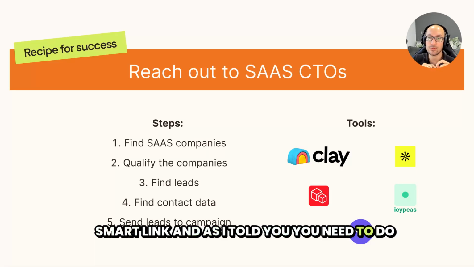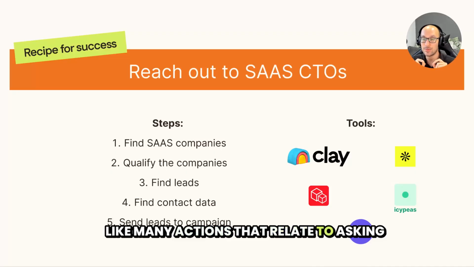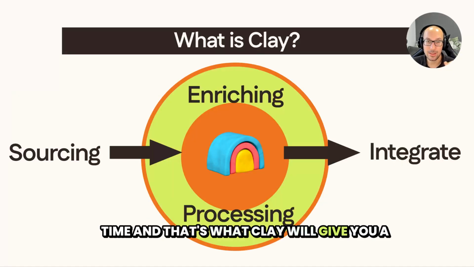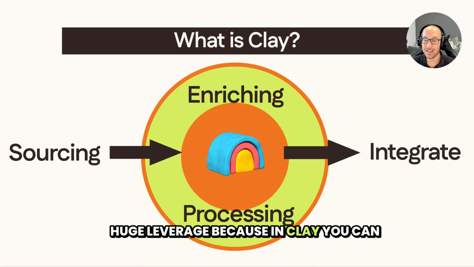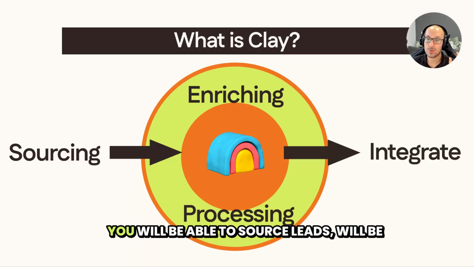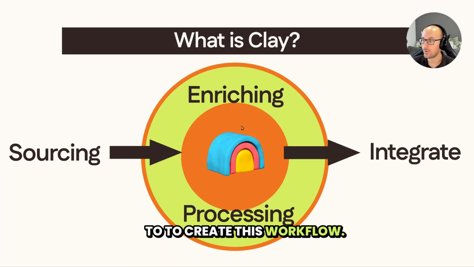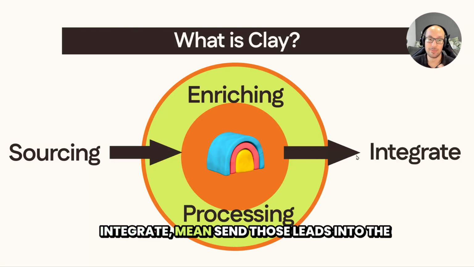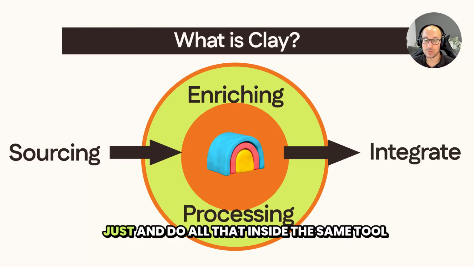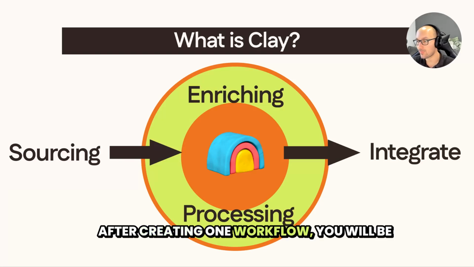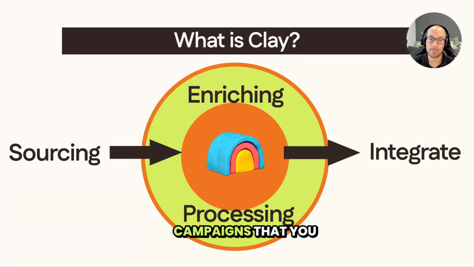And as I told you, you need to do many actions that relate to asking for information from different tools at the same time. And that's where Clay gives you huge leverage, because in Clay, you can connect all those 6 tools into one. So you will be able to source leads, enrich the contact data and any other data that is required to create this workflow. You can process that data and send those leads into the campaign, and do all that inside the same tool, and you can even automate all the actions. So after creating one workflow, you will be able to replicate the same process to other campaigns that you are crafting.